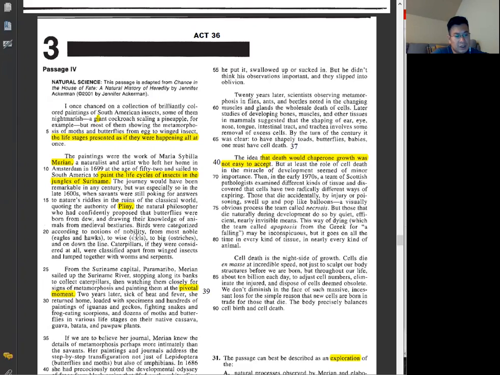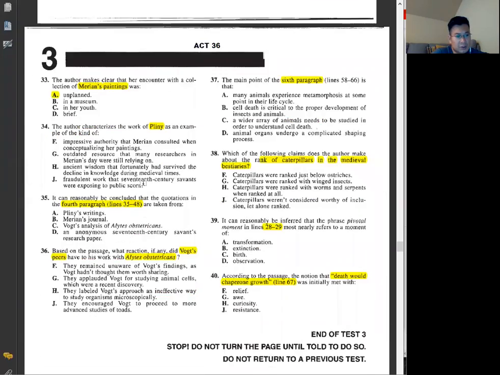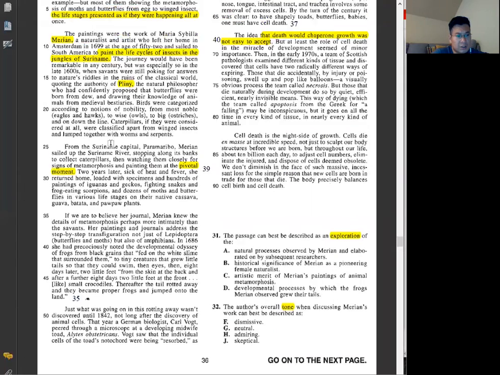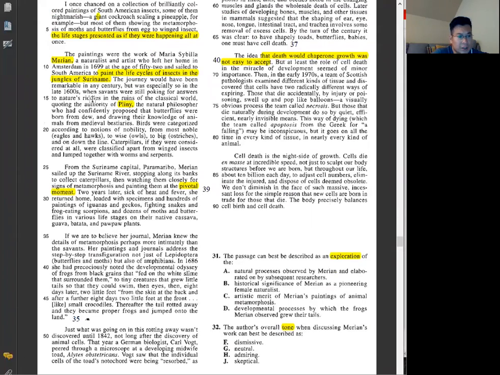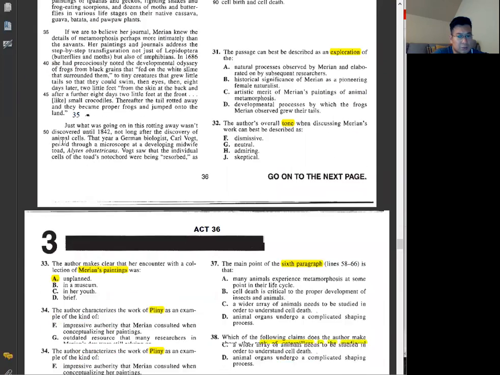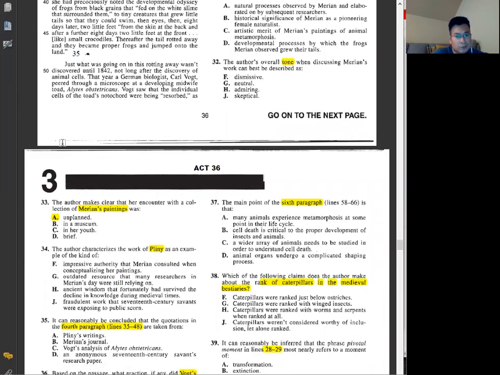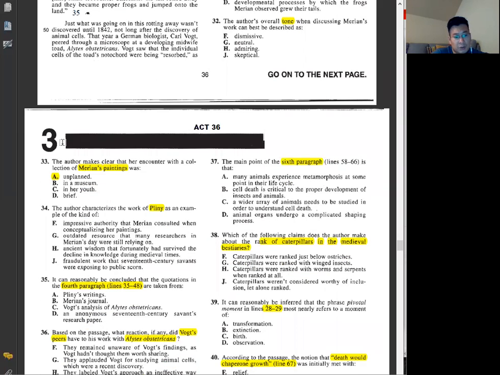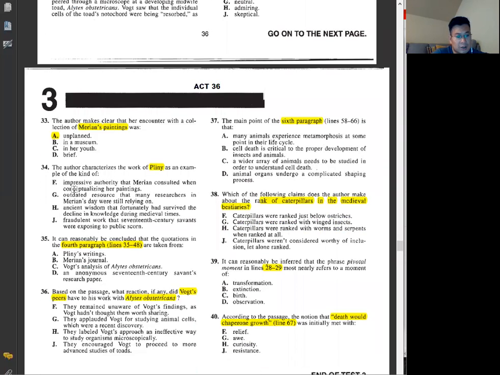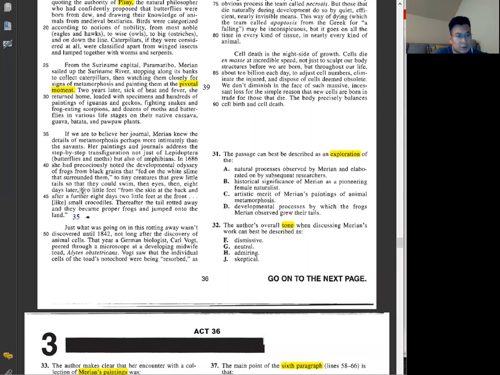And then Pliny is another one that we saw, which is question 34. The author characterized the work of Pliny as an example of what kind of thing. So they use here, seeking the answer to nature's riddles in the ruins of the classical world, quoting the authority of Pliny. So Pliny is the one that is sort of an authority. So that's why it's G, because they still rely on it. Okay, and then move on to the next one.